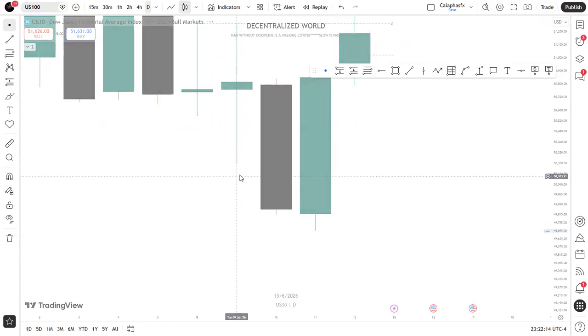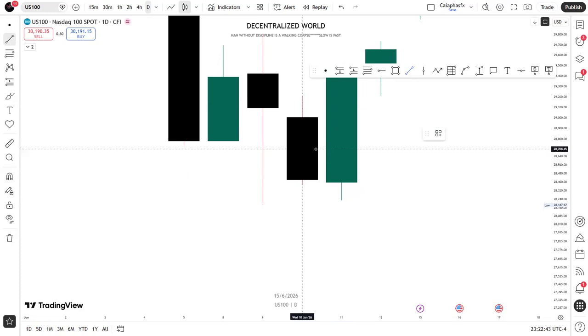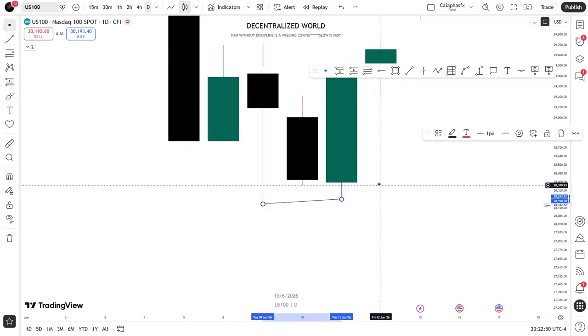So NQ couldn't take out this one. Why? Because US 30 was leading and S&P 500 was second, and this should be the third. Given that US 500 and US 30 had already been making the movement, this NQ was actually trying to catch up to them. So that was the reason why it couldn't take out its own low right here.